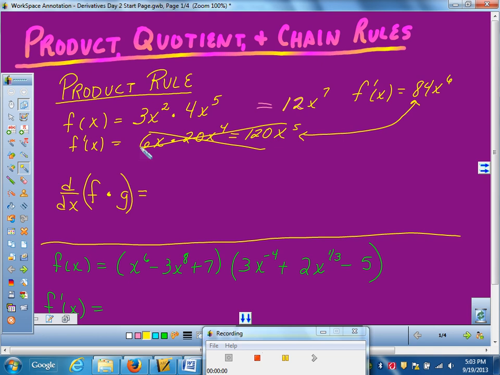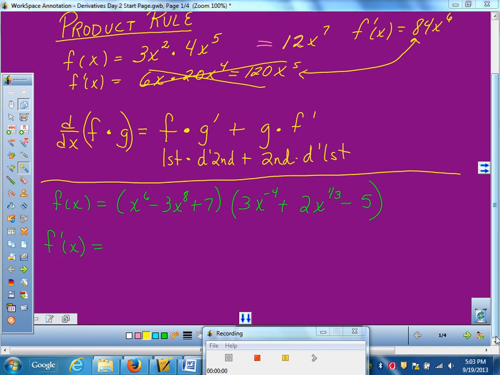And hopefully you'll remember the product rule, which says you write the first function down and multiply times the derivative of the second one, plus write the second function down and multiply by the derivative of the first one. So in words, we called that first d second plus second d first. And the good news is you don't need to simplify your answers when you do the derivative. I'll talk about that a little more once we do this next one.